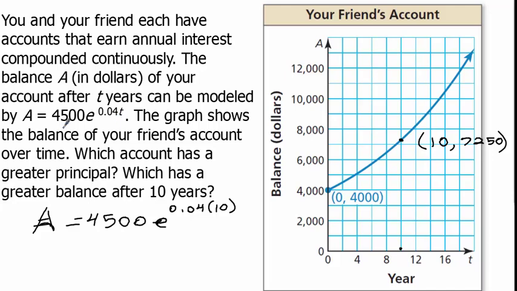Starting amount, how much do we plug into the account? So we plug in a 10 here. This E is going to be a calculator button, and what you find if you look at the graph at 10 years, we're at about 7,200, 7,250.